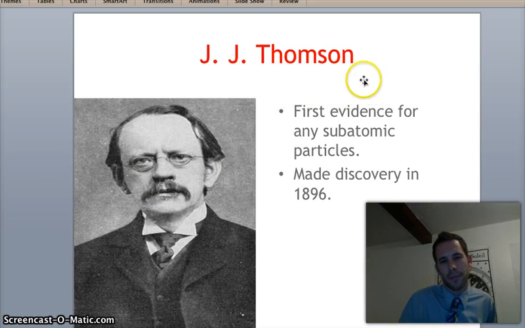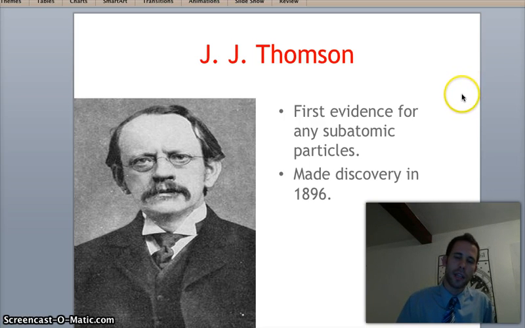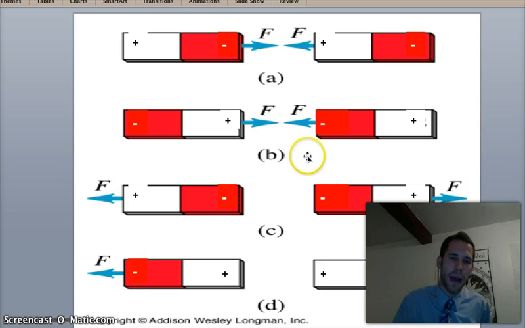We have J.J. Thomson. And J.J. Thomson is the first real experimenter of atomic principle. Essentially, he discovered subatomic particles in 1896. And I'll show you exactly what he did. Think of the principle of magnets. Positives and negatives get sucked together.